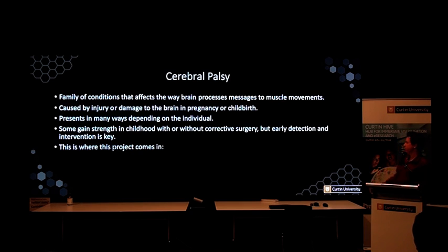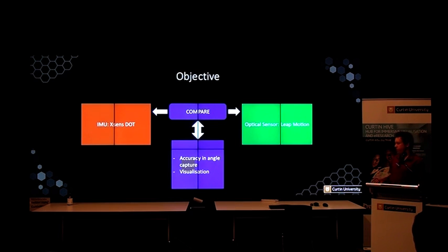And this is where this project comes into play. So my project basically is to compare the accuracy and angle capture and visualisation between the IMU, which I'm using the Xsens App, and the optical sensor, which is the LeapMotion. An optical sensor for the LeapMotion is not one where you attach a suit on and have the nodes. It's actually a sensor where you can use your bare hands, so that makes life easier. And so just comparing the accuracy and the angle capture and the visualisation.